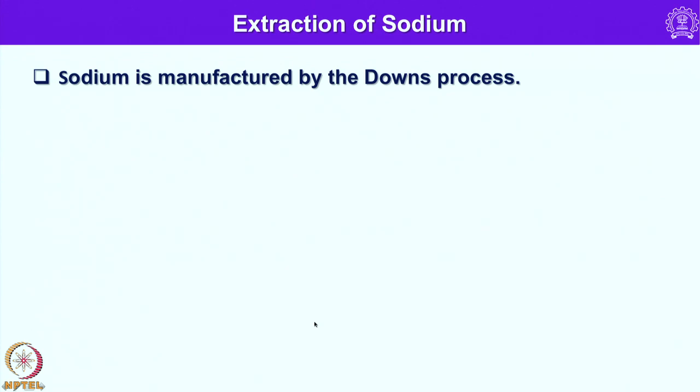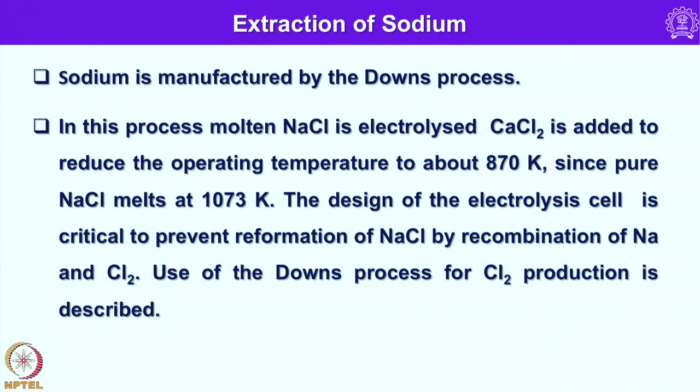Let us look into the extraction of sodium. Sodium is manufactured by the process called Down's process, and although plenty of sodium chloride is available, we cannot simply do aqueous electrolysis to separate sodium, because of its reactivity, violent reaction with water, that leads to the formation of sodium hydroxide. We have to find an alternate method. So, this is essentially an electrolysis method, but it is called fused electrolysis or molten electrolysis.